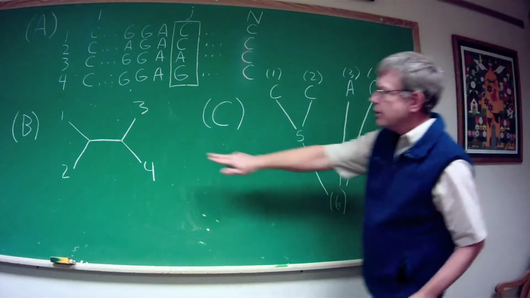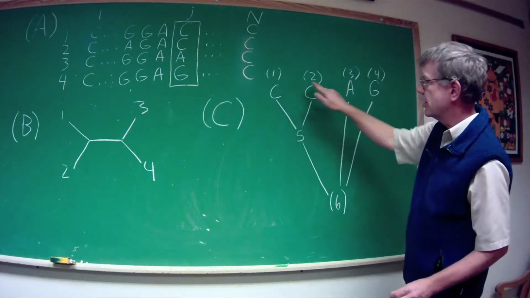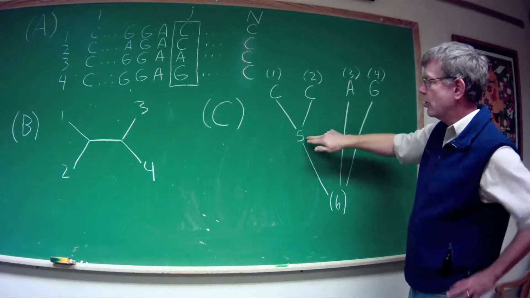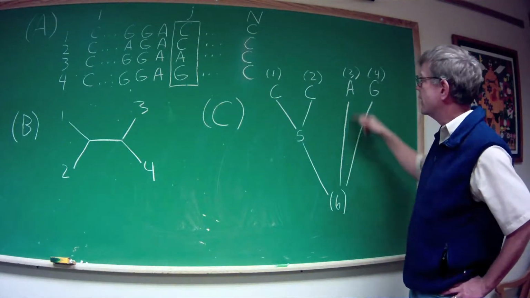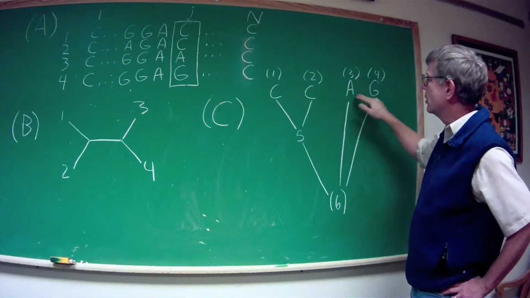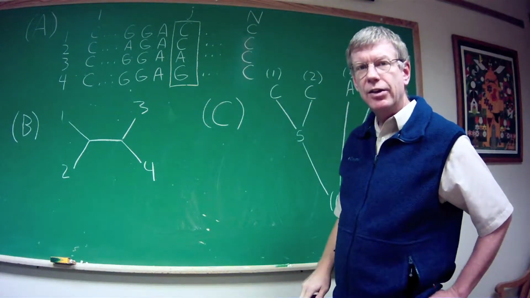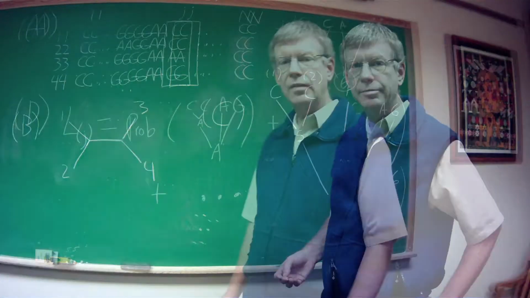See, if we root it here, then 1 and 2 are sister taxa, just as they are here, 1 and 2. And 1 and 2 have C's. We have a new node, 5, and a root node, 6. And then taxa 3 and 4 are A and G, as we have at site J here. Let's calculate the probability of this series of events with likelihood.